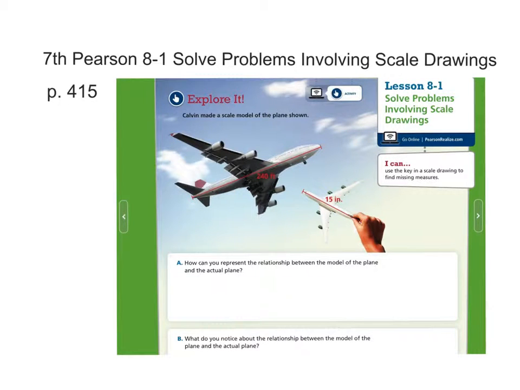Lesson 8.1 is on solving problems involving scale drawings. So if you look on page 415, just as an example, there's a scale model of a plane. Basically, when they make scale models, they're trying to make something proportional to the original object. A lot of times scale figures or scale models are going to be smaller than the actual thing.